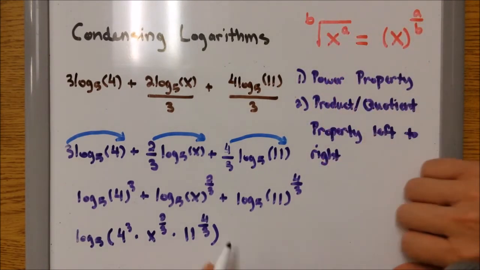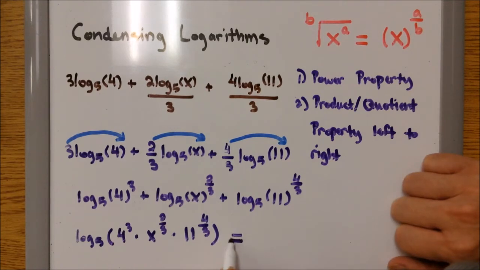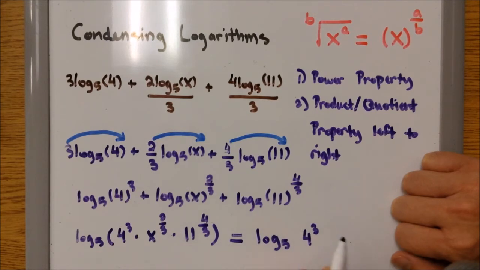So what I'm going to do, I'm going to write log base 5. Now this is just a regular whole number, so I can just write it as 4 to the third, leave that alone. Now since both of these have 3 as a denominator, so I'm just going to write a big cube root.